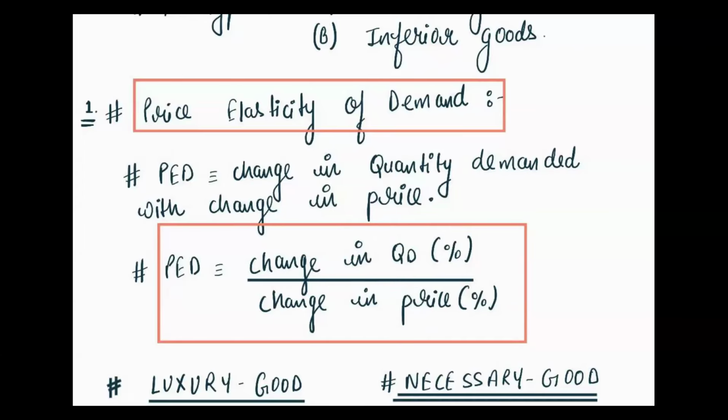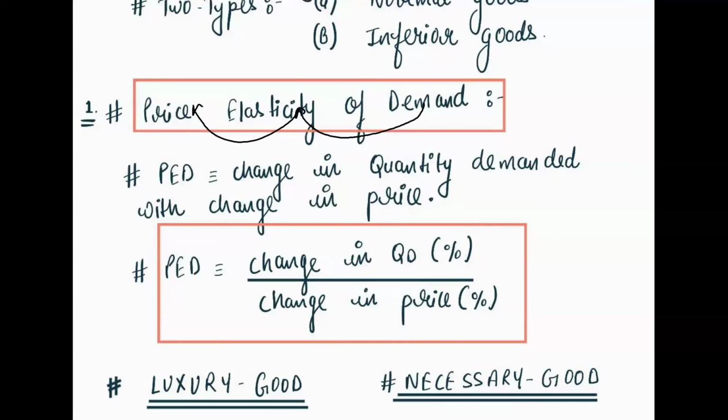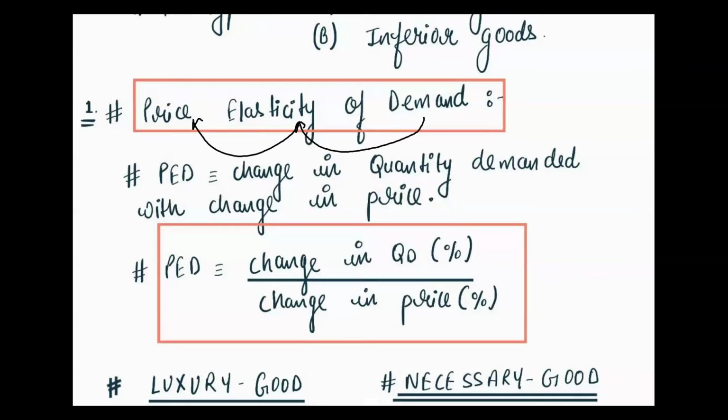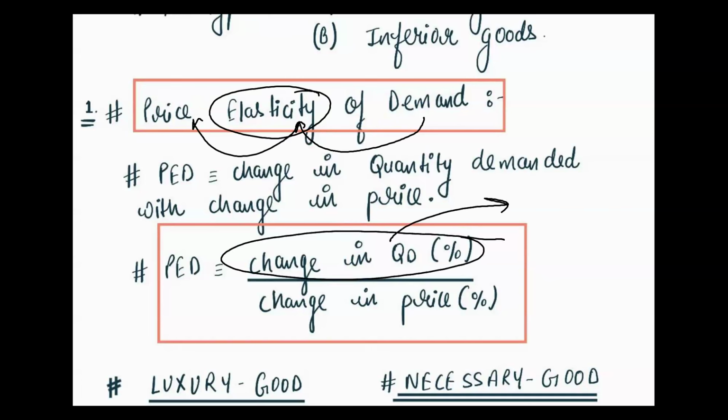How can you say? Because demand is responding to the change in price. Now we have understood that demand will respond, and another name for respond is elasticity, with the change in price, right? So demand is responding to change in price. So in the denominator will come the change in price, and the change in quantity demanded will come in the numerator.